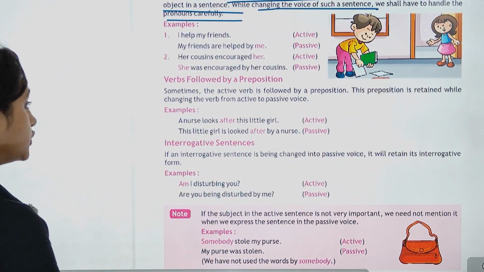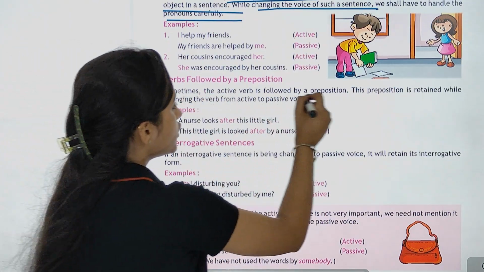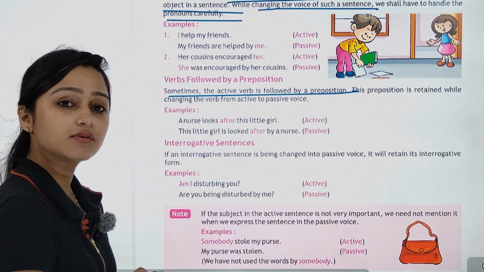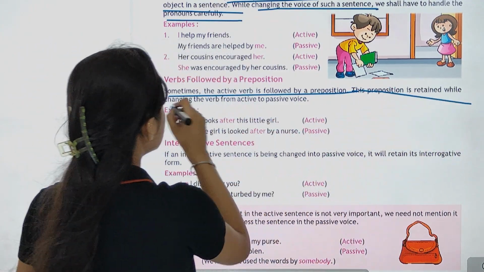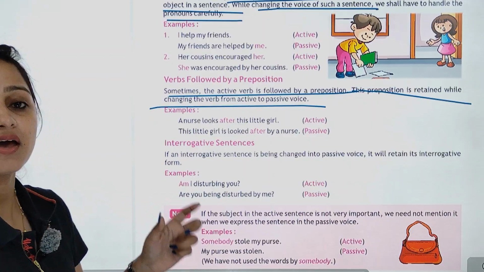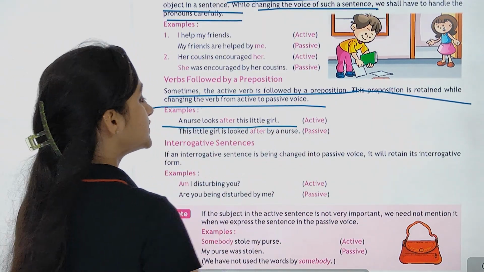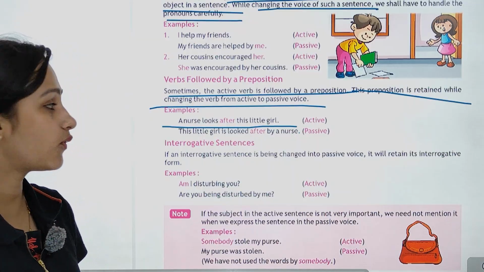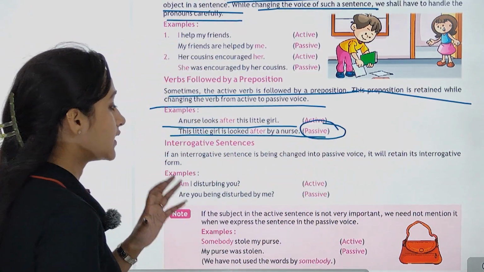Verbs followed by prepositions. Sometimes the active verb is followed by a preposition. कभी कभी एक active verb follow होती है preposition से. This preposition is retained while changing the verb from active to passive. Examples: a nurse looks after this little girl. This is active voice. A little girl is looked after by a nurse. ये passive voice है.